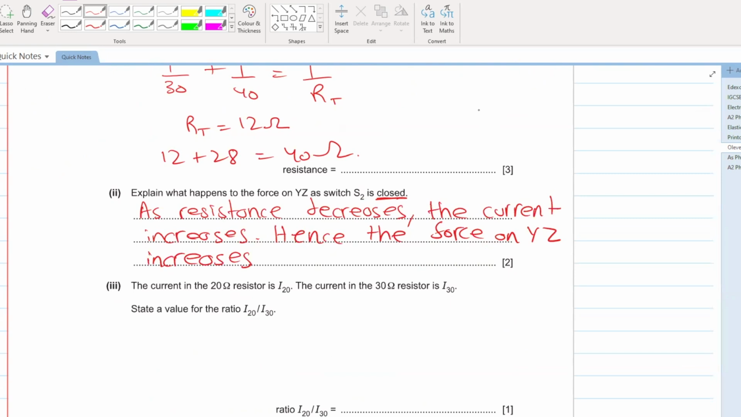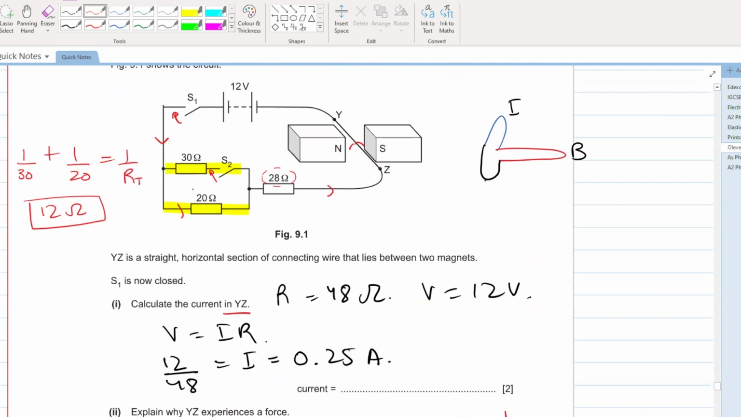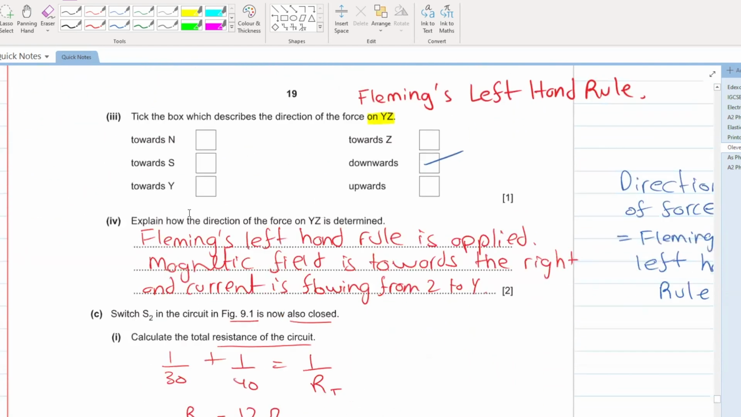The current in the 20 ohm resistor is I20. The current in the 30 ohm resistor is I30. Calculate the ratio of I20 over I30. बहुत easy है. इससे easy सवाल हो नहीं सकता, सिर्फ difficult लग रहा है. You have to calculate the ratio of I20 and I30. चलो. हमने क्या निकालना है बेटा?